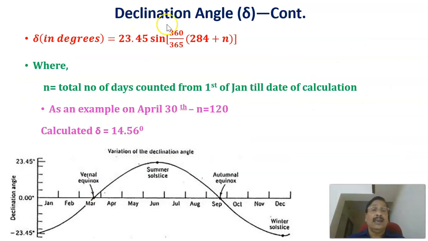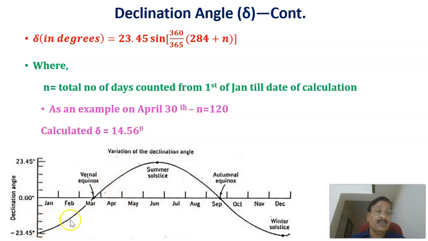To calculate the declination angle delta, the corresponding equation is delta in degrees equal to 23.45 sine of 360 divided by 365 into 284 plus n. In this equation, n is the total number of days counted from 1st January till the date of calculation. As an example, let us calculate the value of delta on April 30th. From January to April 30th there are 120 days. Therefore, substituting 120 here, you will get delta equal to 14.56 degrees.